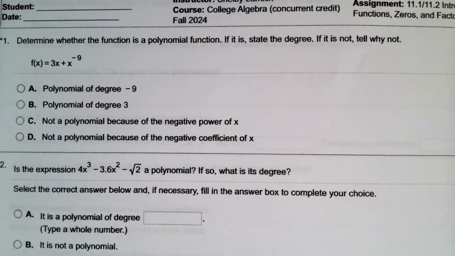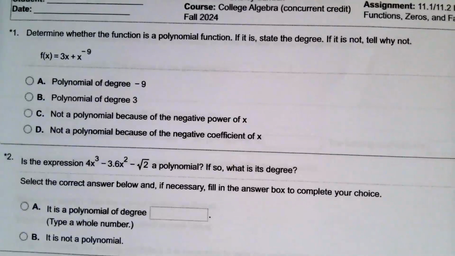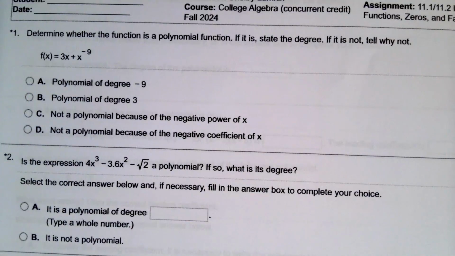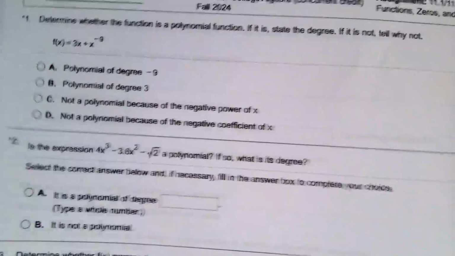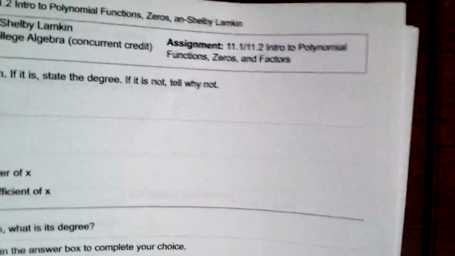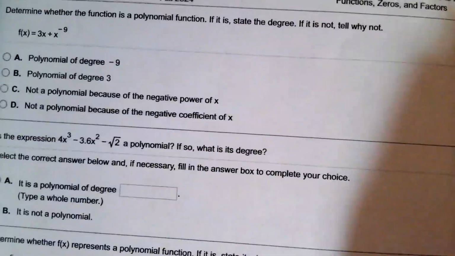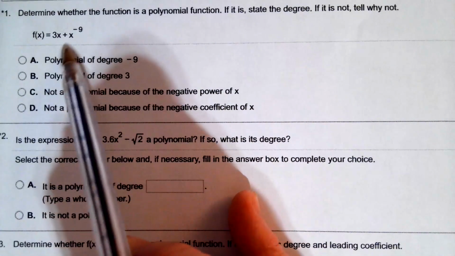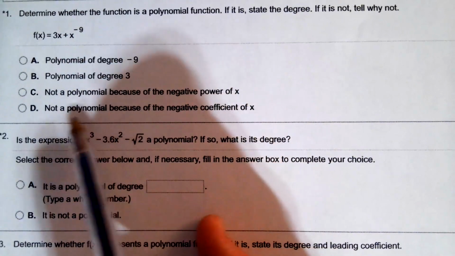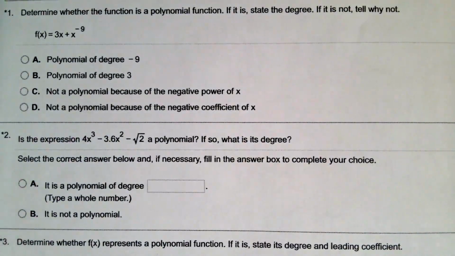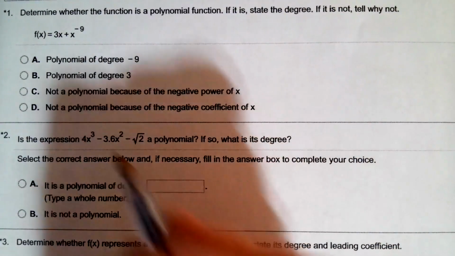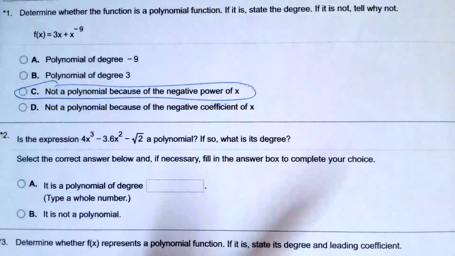Okay, let's go over a few of these homework problems from 11.1, 11.2 so that you'll have an idea what to do. Many of you have already done these, but we'll go over these answers so that you'll have an explanation. It says determine whether the function is a polynomial. In number 1, it says f of x equals 3x plus x to the negative 9. This is not a polynomial because you cannot have a negative power of x. So this answer is C.